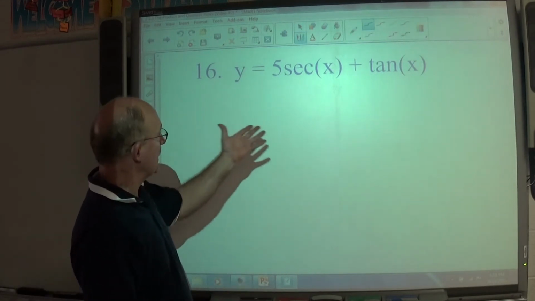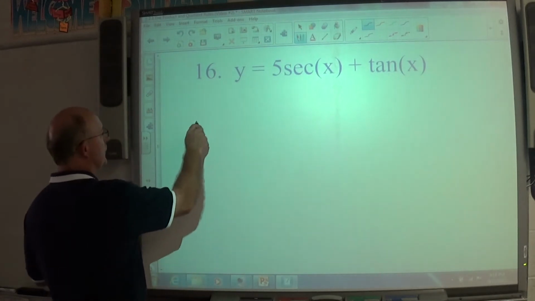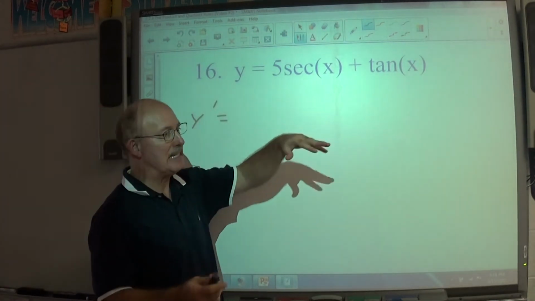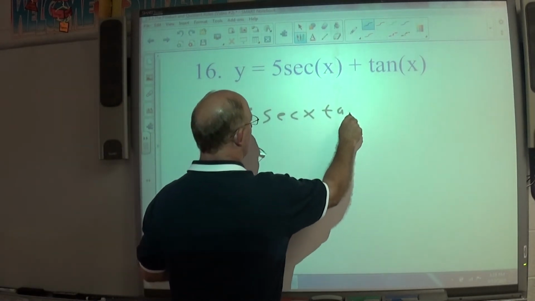Now let's see, once again, another trig function. It's got secant and tangent in it. So as you take the derivative here, it should be pretty easy. You've got to remember now the derivative of secant is secant tangent. So this will be 5 secant x tangent x.